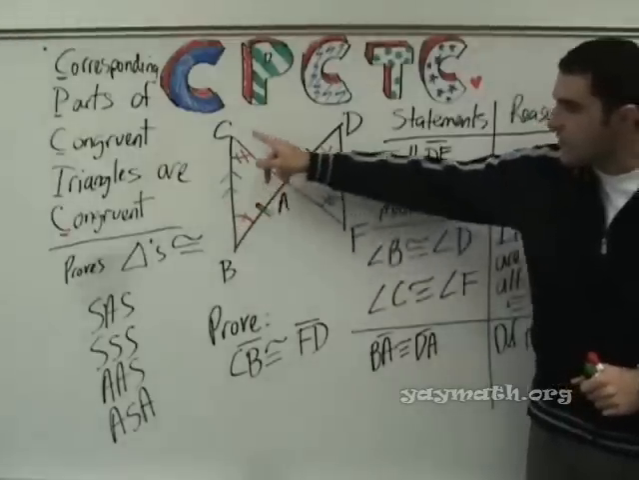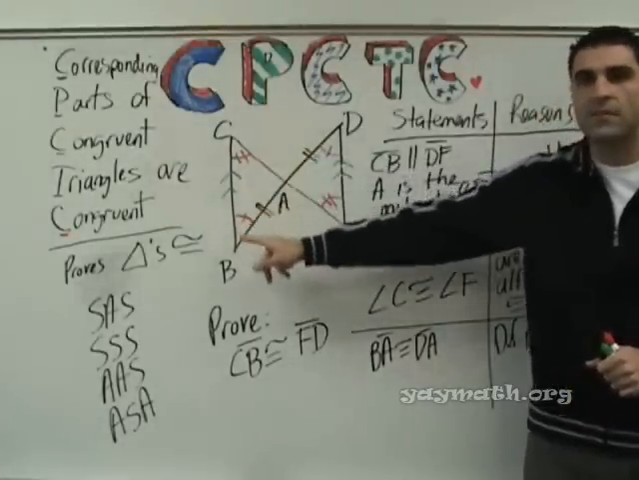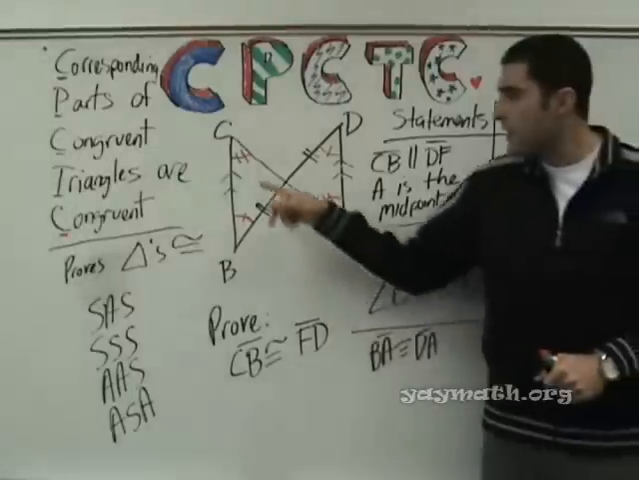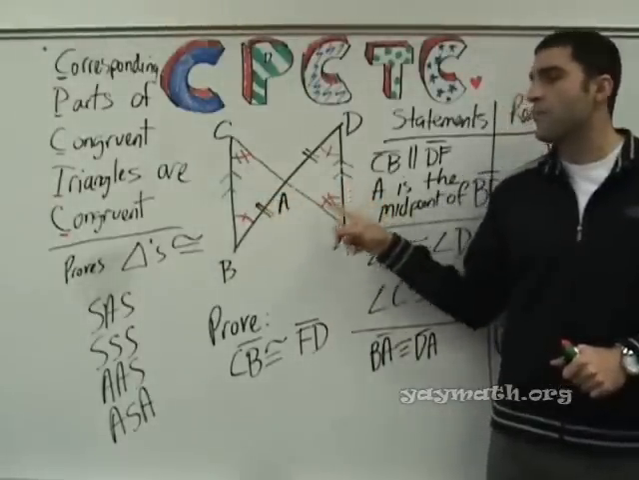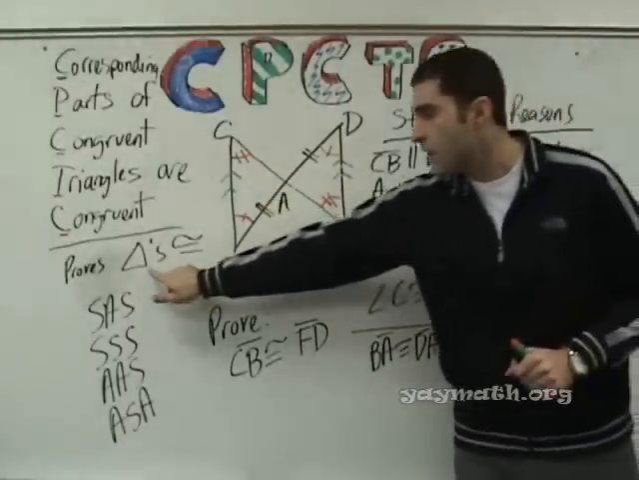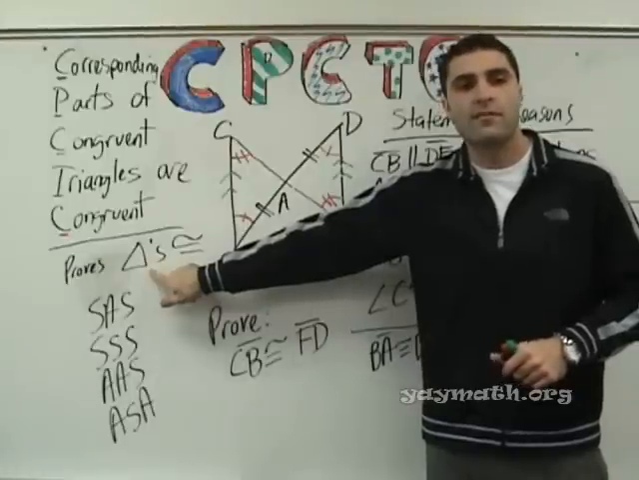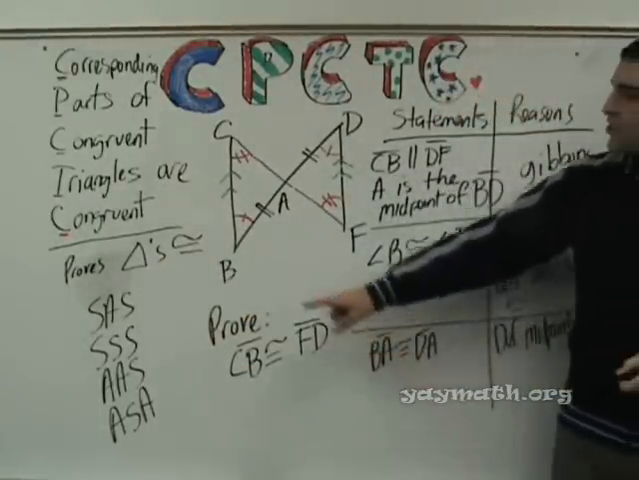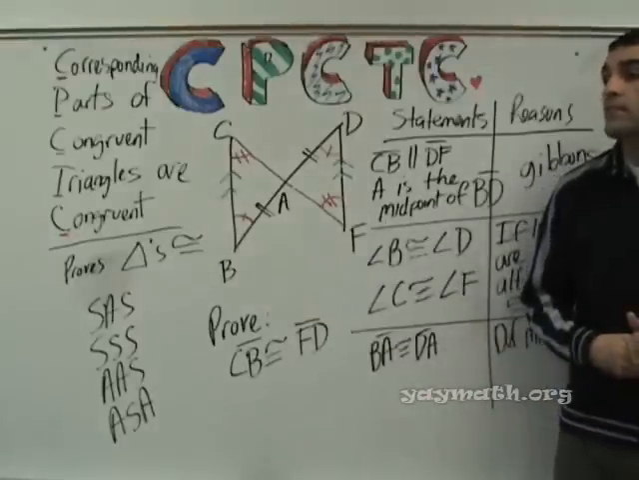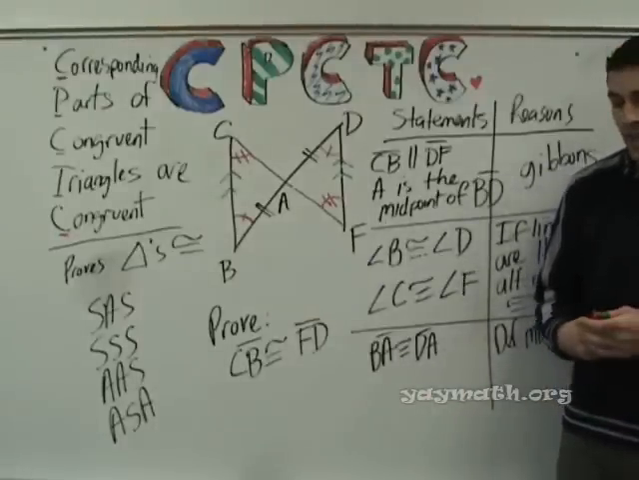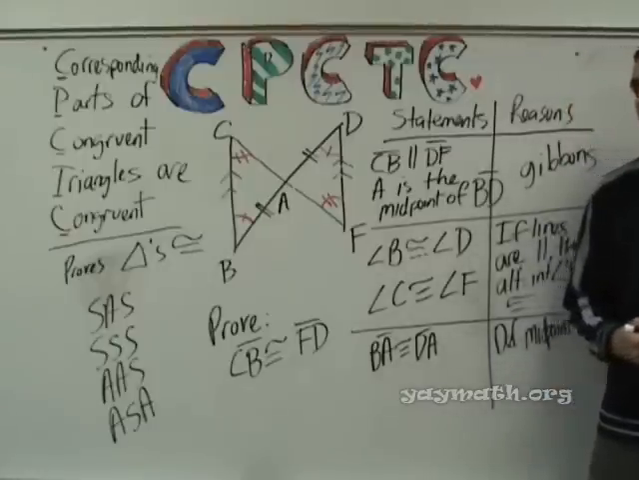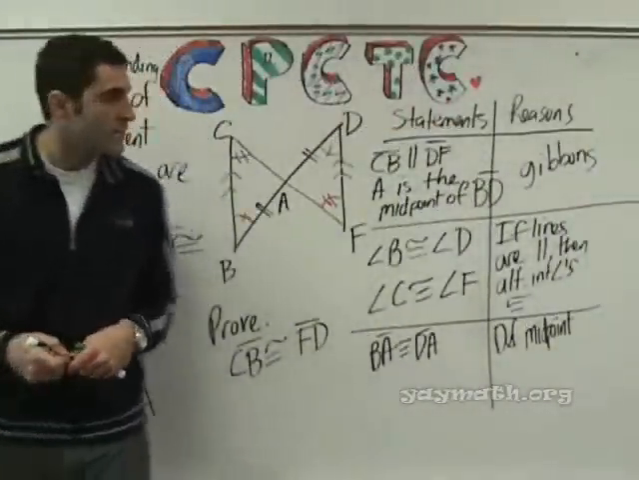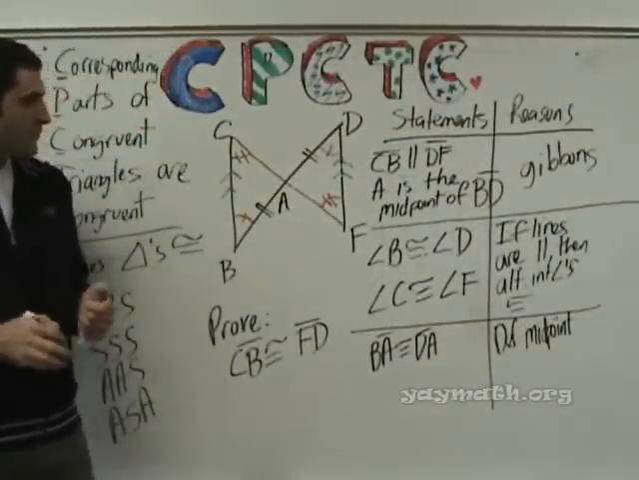And looking at it closely, we see 3 congruent statements: 1, 2, 3. And now looking closely, is this enough to prove our primary goal, which is to prove triangles congruent? It is. So which theorem? AAS. Why AAS? Because angle B is congruent to angle D and angle C is congruent to angle F are both A's.